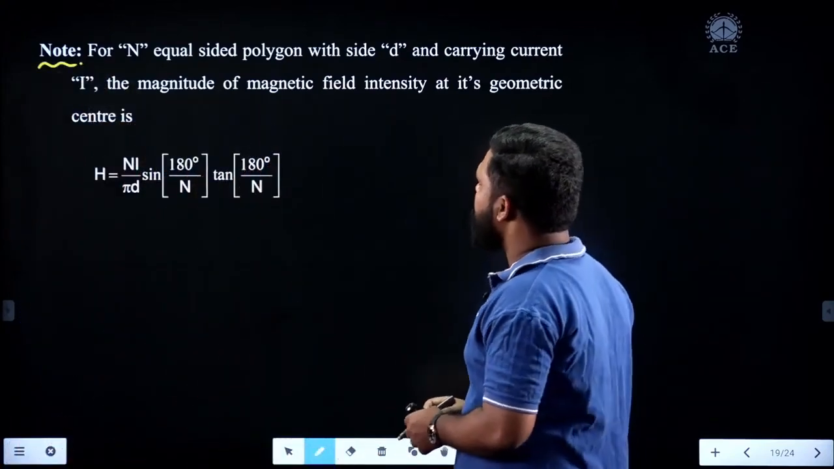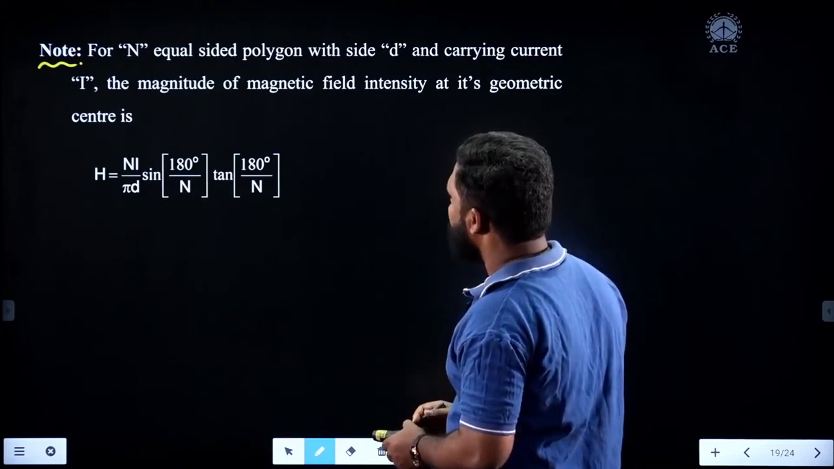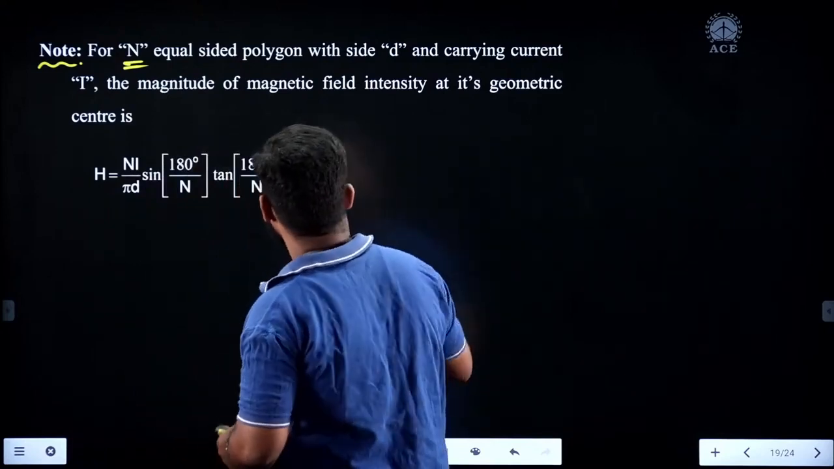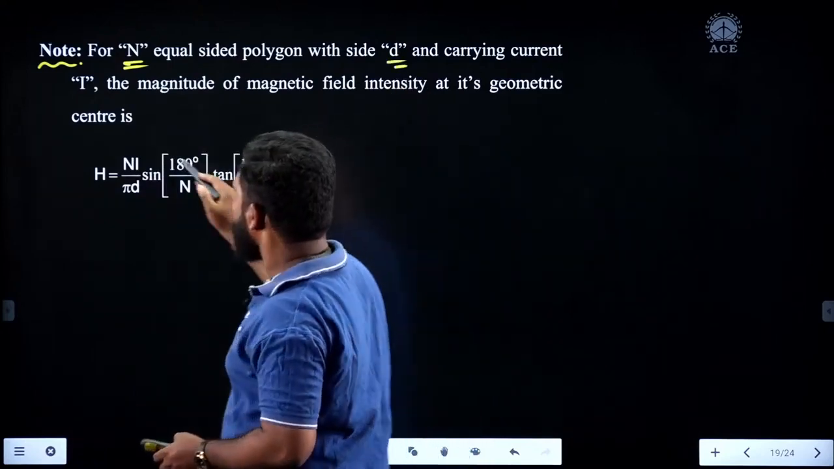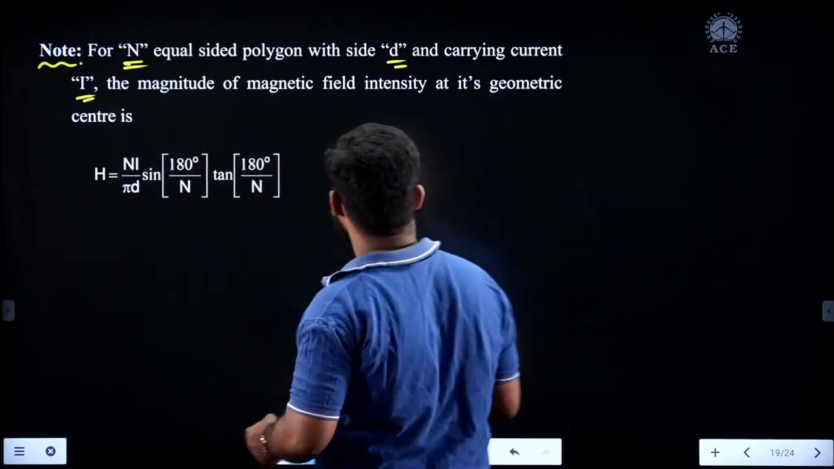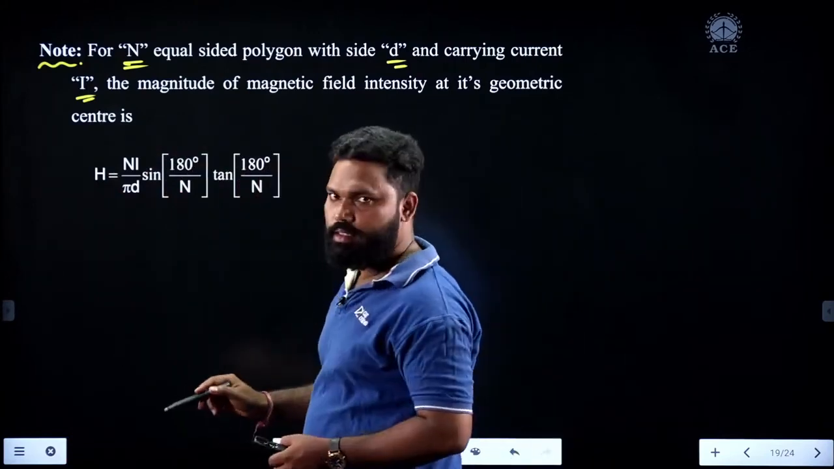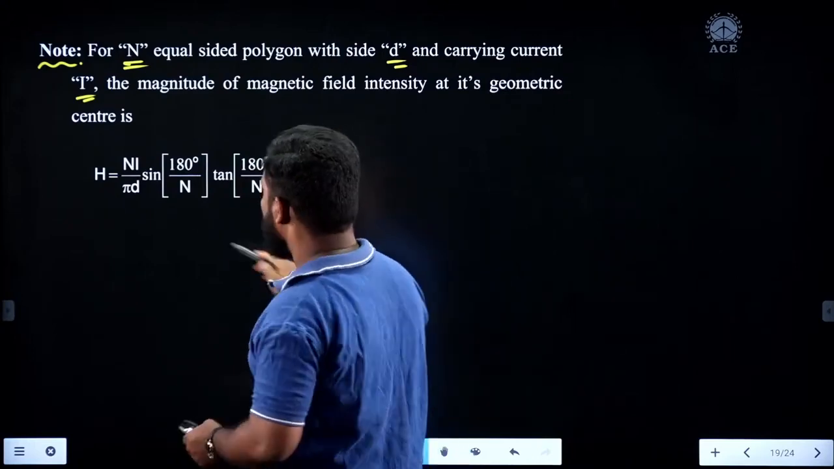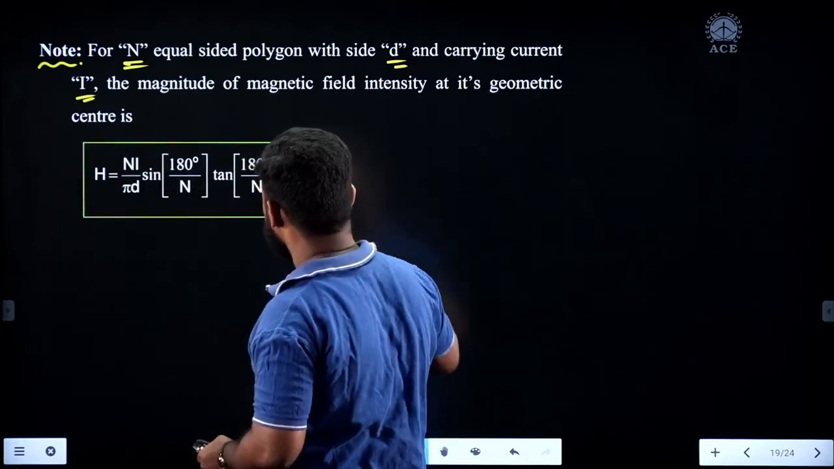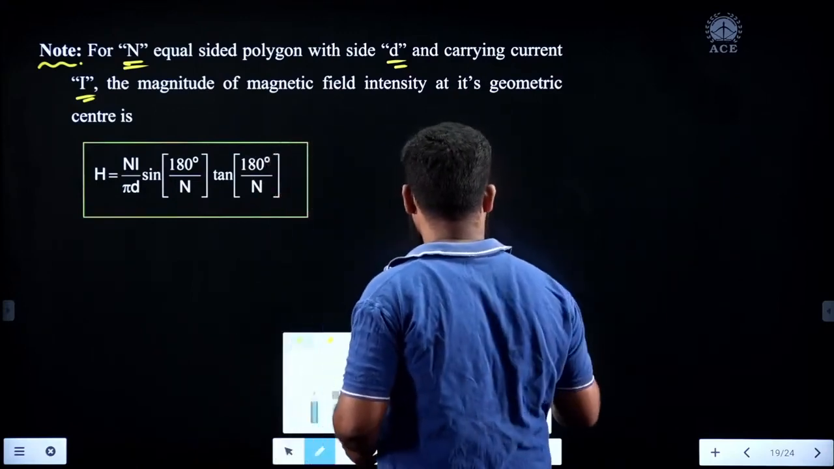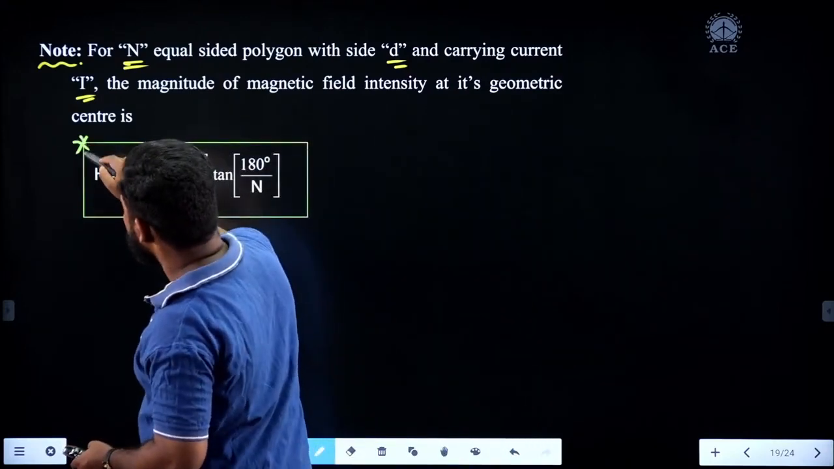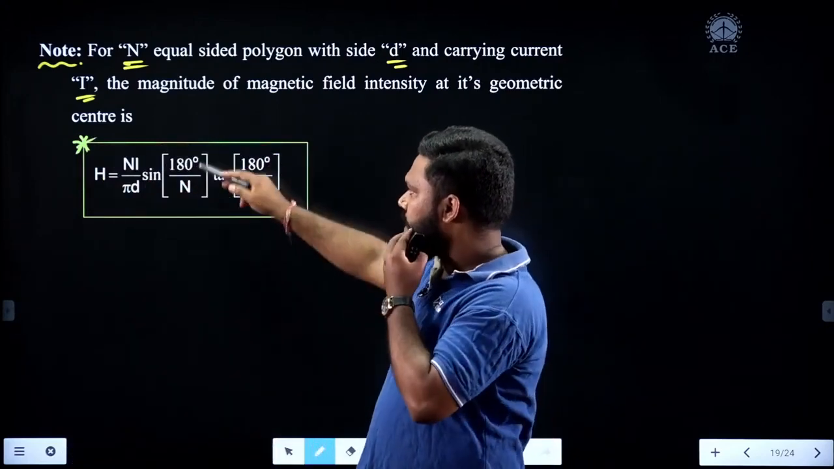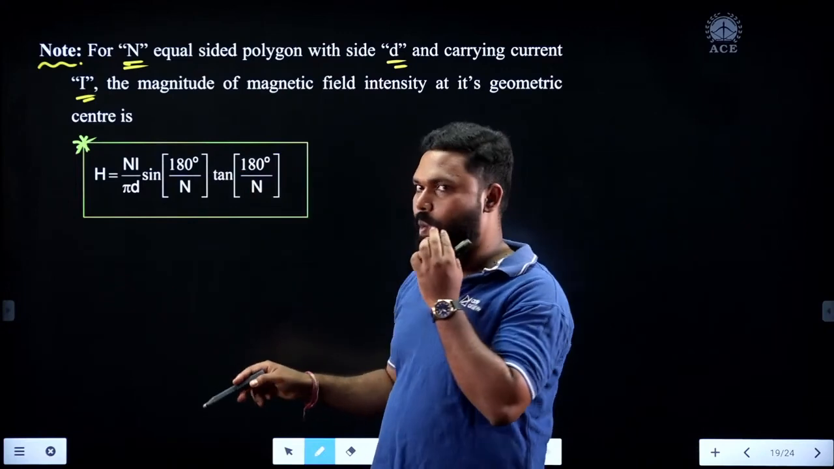For an n equal sided polygon with side d and carrying the current I amperes, the magnitude of magnetic field intensity at its center is. This is the formula you must remember. This is going to save our time. So magnetic field at the center of the polygon is H = nI by pi d, sin 180 by n, tan 180 by n.